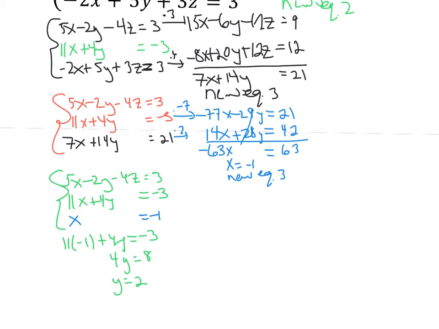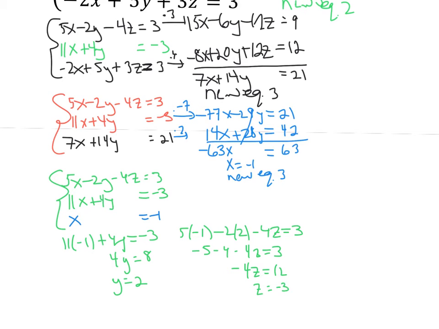Okay, and now we plug x and y into equation 1 to find z. So let's see, we'll have 5 times negative 1 minus 2 times 2 minus 4z equals 3. Or negative 5 minus 4 minus 4z equals 3. Negative 5 minus 4 is negative 9, and then I add that to the other side. Negative 4z will equal 12, and z will equal negative 3.